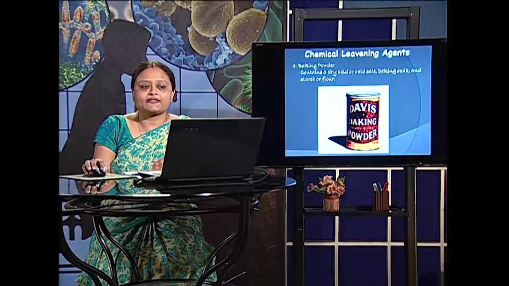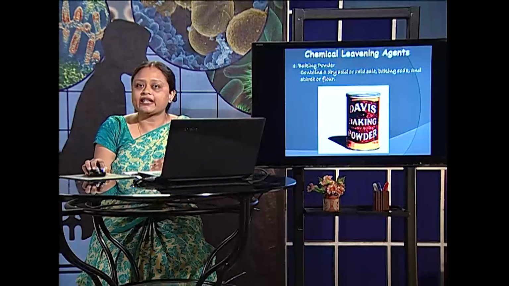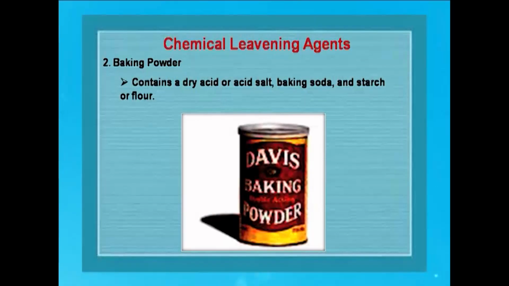The second in the list of the chemical leavening agents is baking powder. Here the powder is formulated in such a way that we have sodium bicarbonate, that is the baking soda, as well as acid producing agents like an acid or an acid salt. This product, the powder, becomes the same thing as compared to the earlier one. The only thing is that we have a compact product.